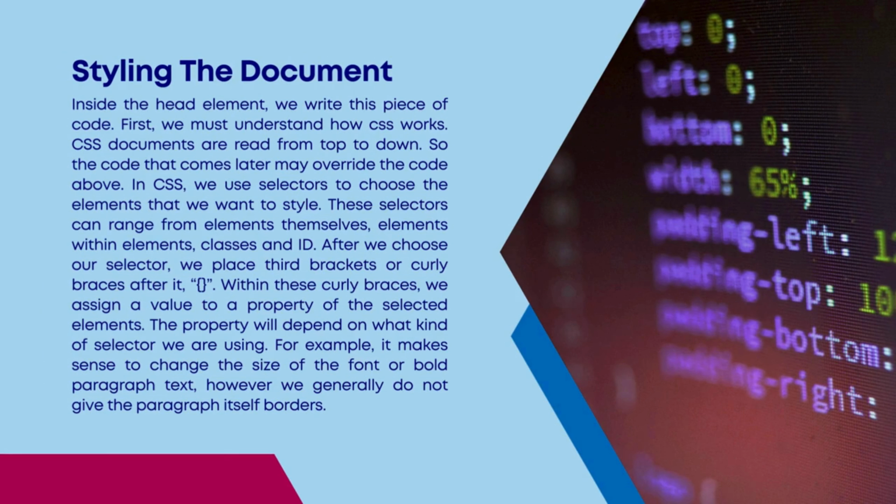CSS documents are read from top to down, so the code that comes later may override the code above. In CSS, we use selectors to choose the elements that we want to style. These selectors can range from elements themselves, elements within elements, classes and ID. After we choose our selector, we place curly braces after it. Within these curly braces, we assign a value to a property of the selected elements.